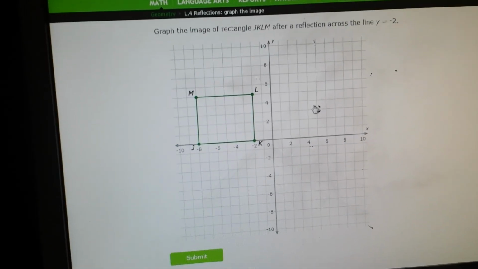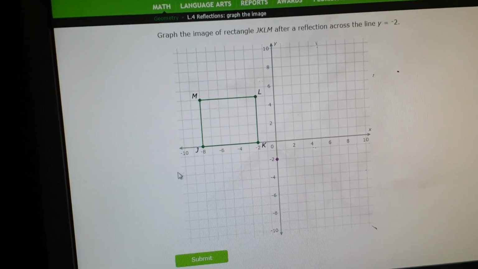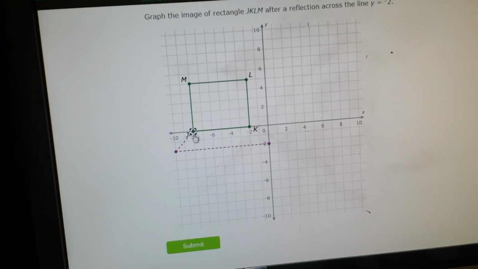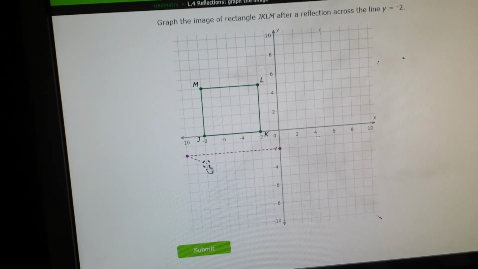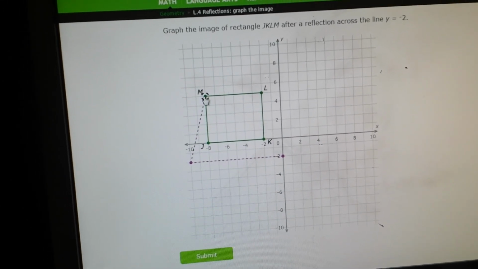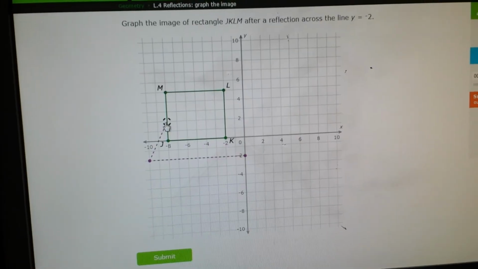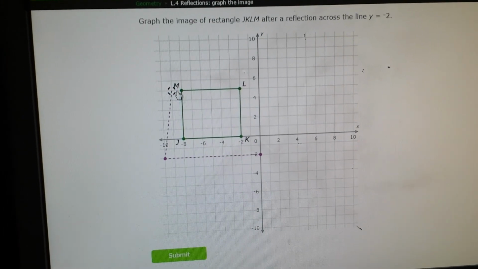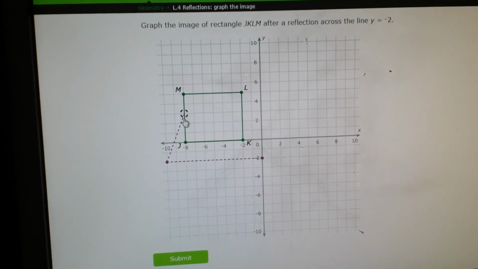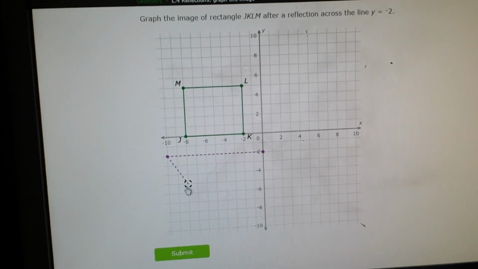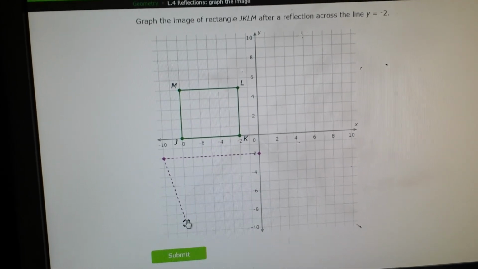Y equals negative 2. So y is negative 2, and there's my line. So again, doing this without a marker. I'm not going to do these first two because those are going to be real easy. They're just going to be here. So I'll start with the furthest ones. Sorry, I'm going to start from M. 1, 2, 3, 4, 5, 6, 7.